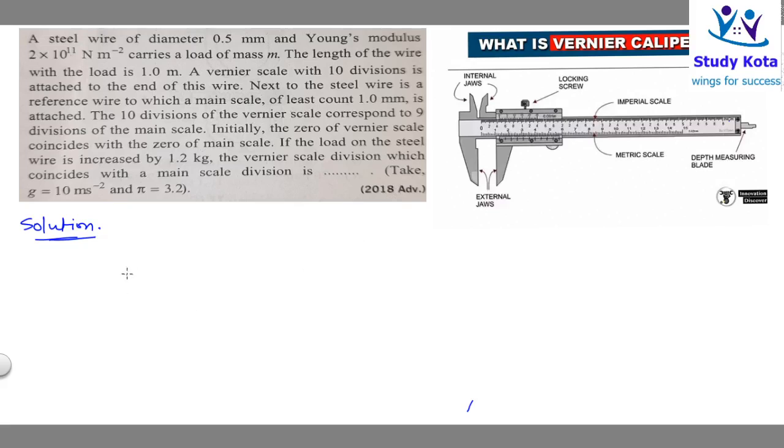Okay, dear students. So here is the problem based on vernier caliper applications in which a steel wire of diameter 0.5 mm and Young modulus has been given, and it also carries a mass m. The length of the wire is given as 1 meter, and a vernier scale of 10 divisions is attached to the end of the wire. Okay, so here is a wire. You can see here is a wire like this.